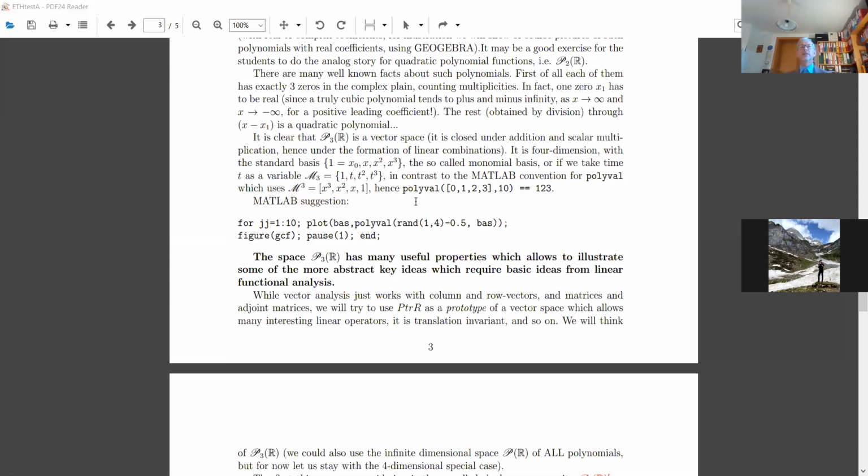Now, we have already seen in our MATLAB experiment that MATLAB has the opposite convention, which also has some advantages. So I'm calling this M_3, where you take the exponents in decreasing order. So we start with the leading coefficients. If I want to view the polynomial x squared plus 2x plus 3 as a cubic polynomial, it has to have 4 components, and it will be 0, 1, 2, 3. If you evaluate it at 10, you have 123.